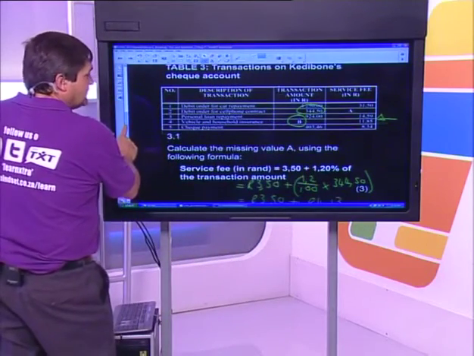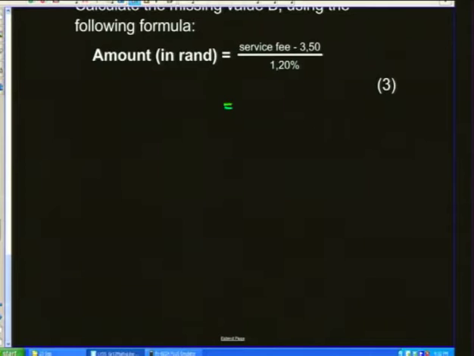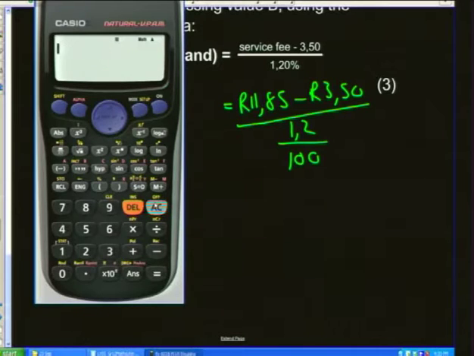So, let's go for this. Our formula states the following. My service fee, which was 11 Rand and 85 cents, minus 3 Rand 50, divided by 1,2%. Out comes our calculator, and we've got a fraction button, and on the top of that button, we're just trying to get there again. There we go. Okay, 11 Rand 85 minus 3 Rand 50 all over.